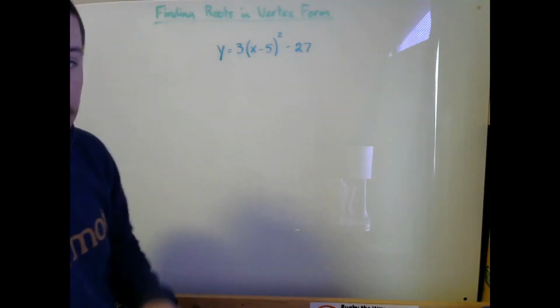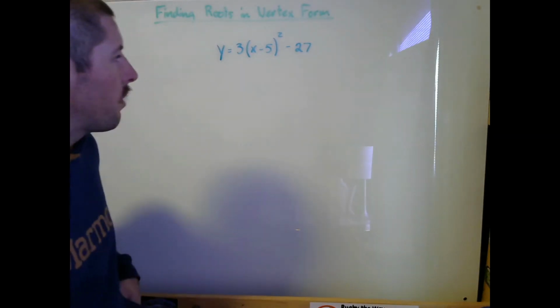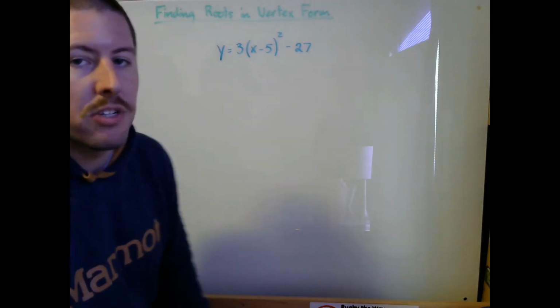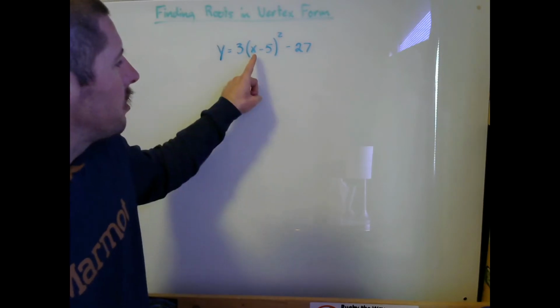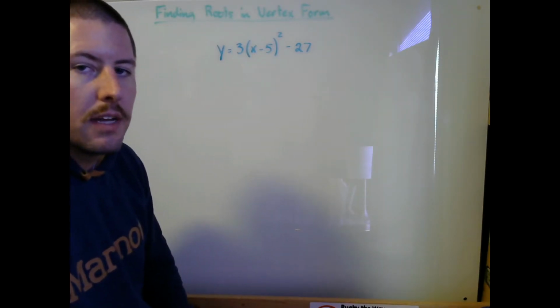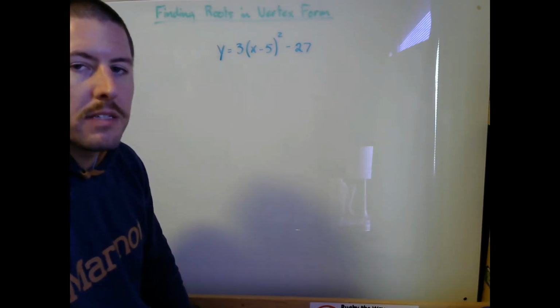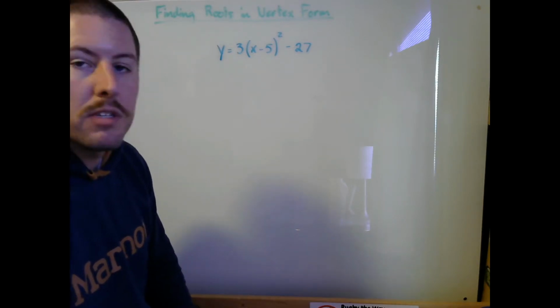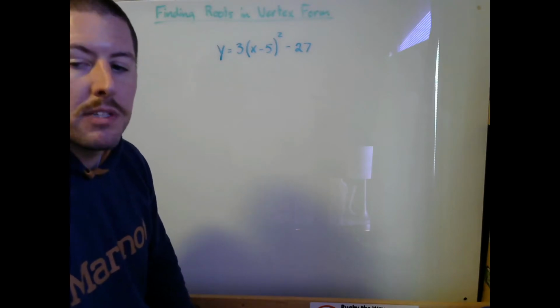The good news here is that finding the roots in vertex form has a very special scenario, and that is the only format in which there is a single instance of x. Factored form has 2 different x's in it. Standard form has both an x and an x squared in it. This one's special because since there's only one instance of x, we should be able to solve for it.